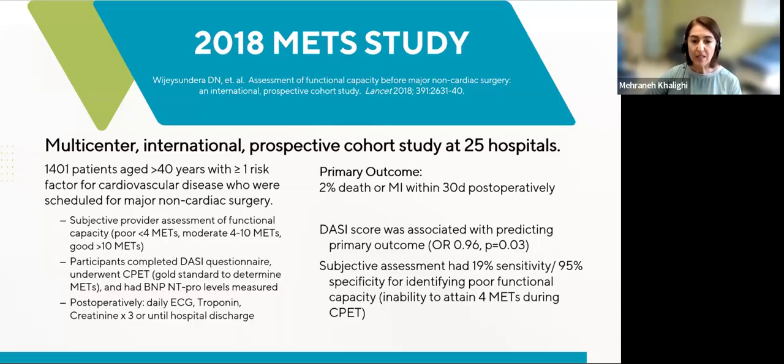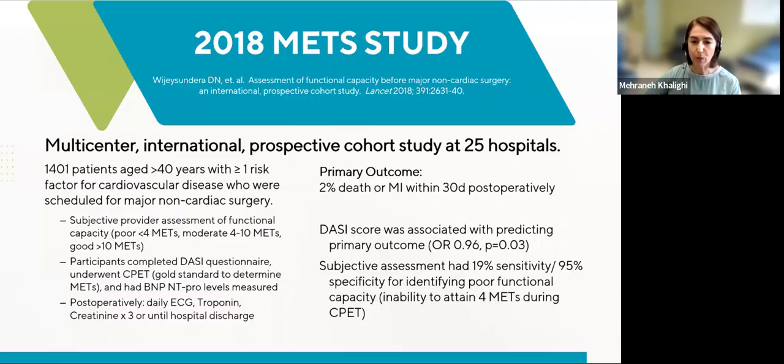Providers assessed the participants' functional capacity and categorized them into poor, moderate, or good functional capacity based on MET cutoffs of less than 4, 4 to 10, or greater than 10, respectively. Additionally, participants completed the DASI questionnaire and underwent cardiopulmonary exercise testing, which is considered the gold standard for determining a patient's functional capacity using METs.